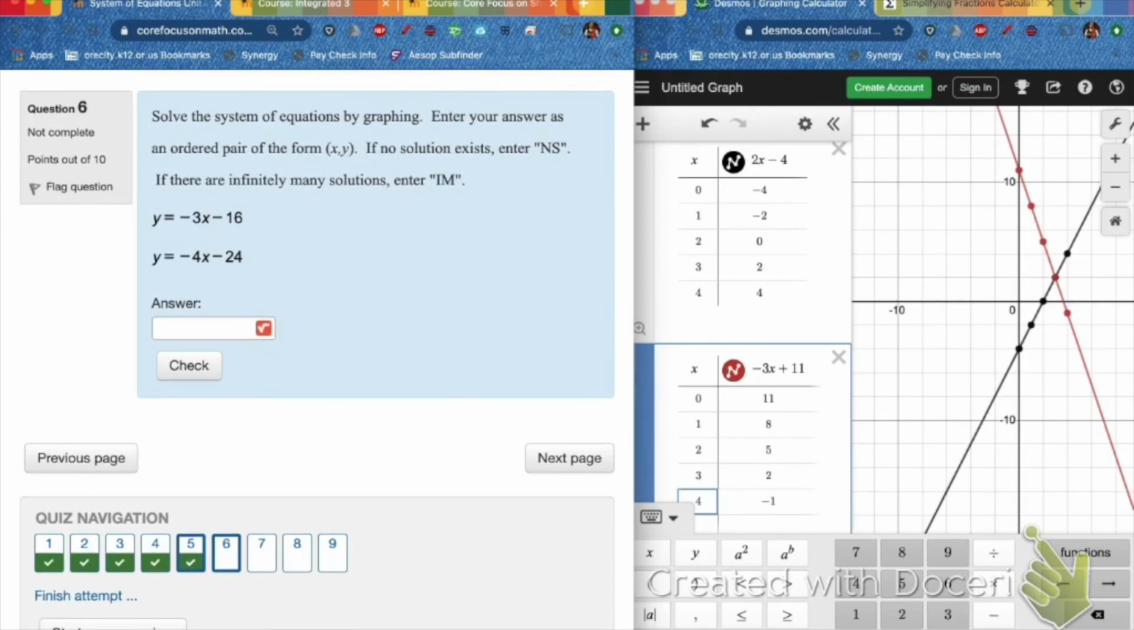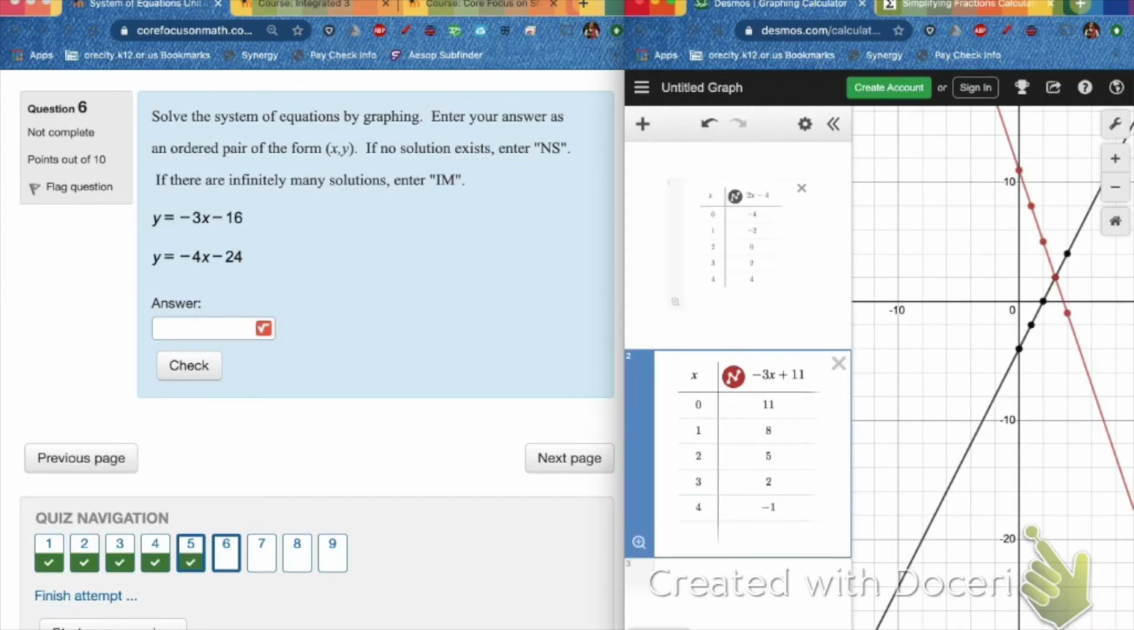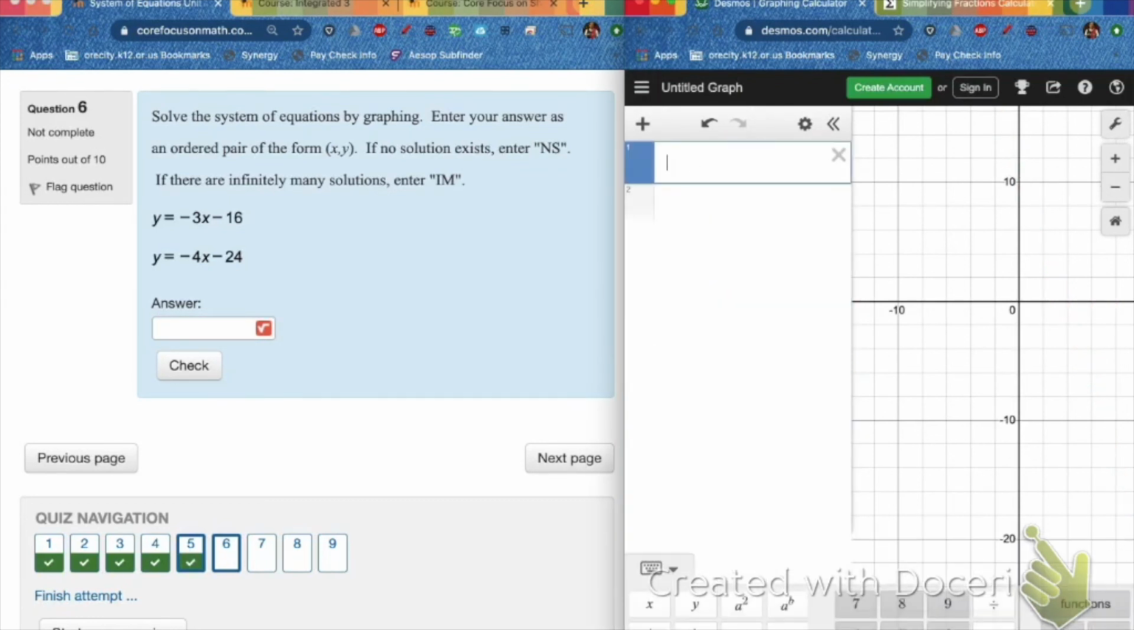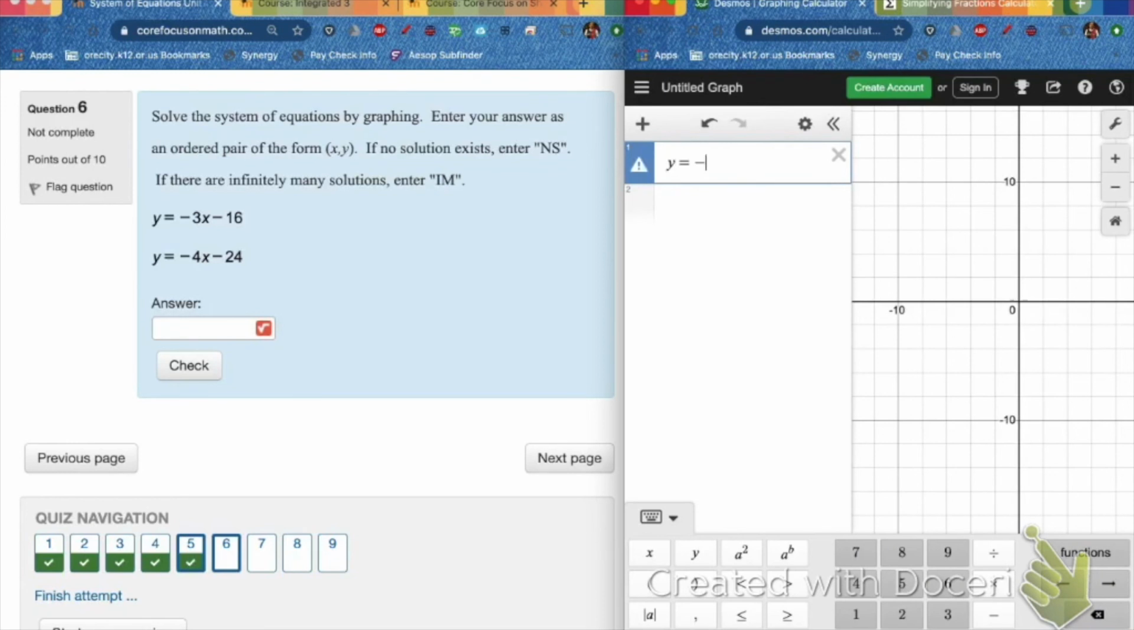And then number 6, it says solve by graphing. Great. So no more tables for this one. Now we just input our equations and see where they cross. The easiest way to do any two equations.